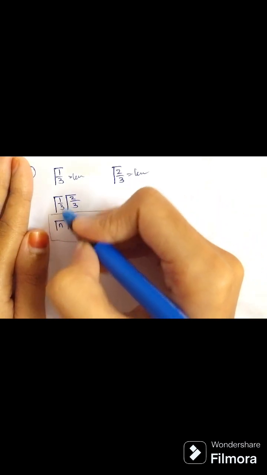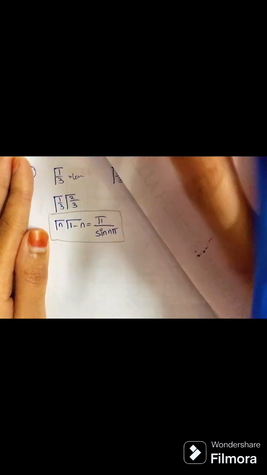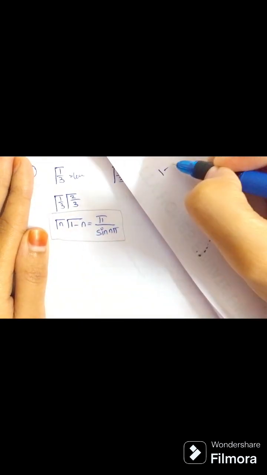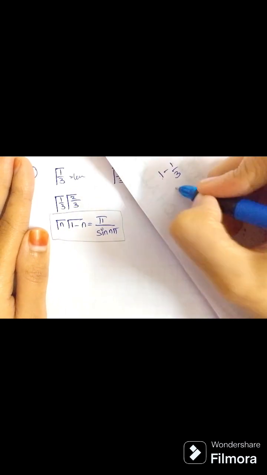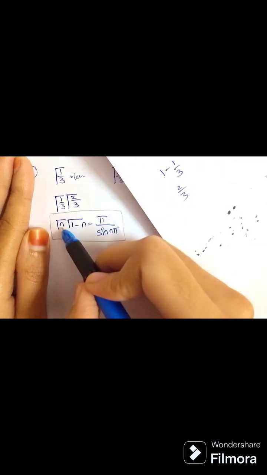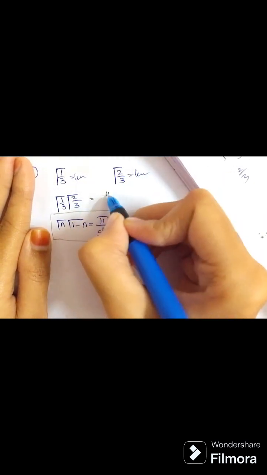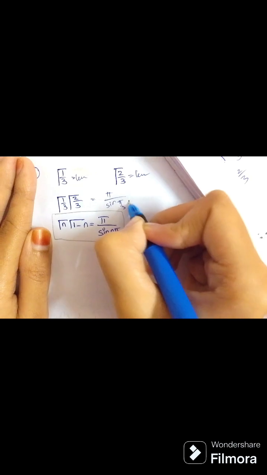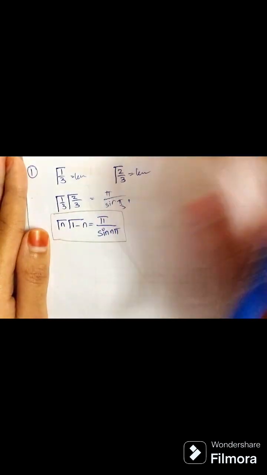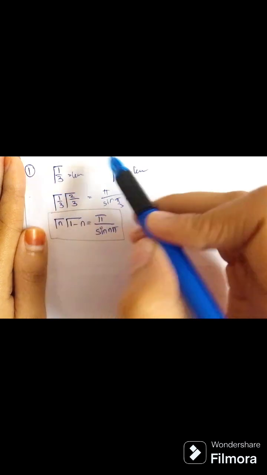So let me take n as 1 by 3. Then you have to do in rough 1 minus 1 by 3, which is 3 minus 1, 2 by 3. So they are satisfying. So here my n is 1 by 3. So I will write this as pi by sine of 1 by 3 into pi, that is, pi by 3. So like this we will solve. This is the first case, where it's positive and the numerator is less than the denominator.